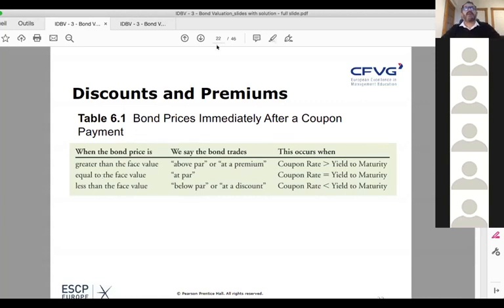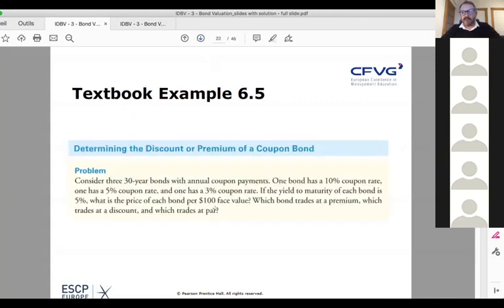No? Okay, so let's make an example then. We have three 30-year bonds with annual coupon payments. One bond has a 10% coupon rate. The second one has a 5% coupon rate, and one has a 3% coupon rate, okay? So if the yield to maturity of each bond is 5%, what is the price of each bond for a 100 face value?